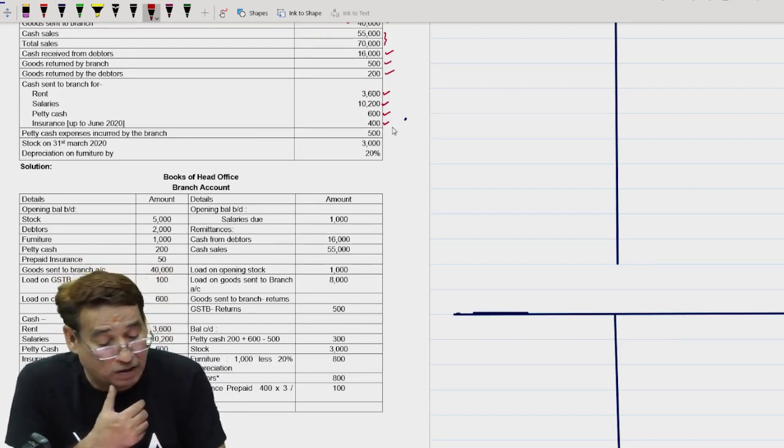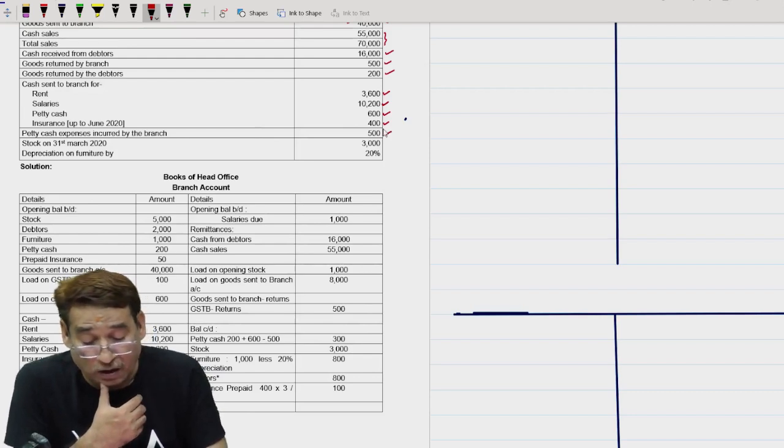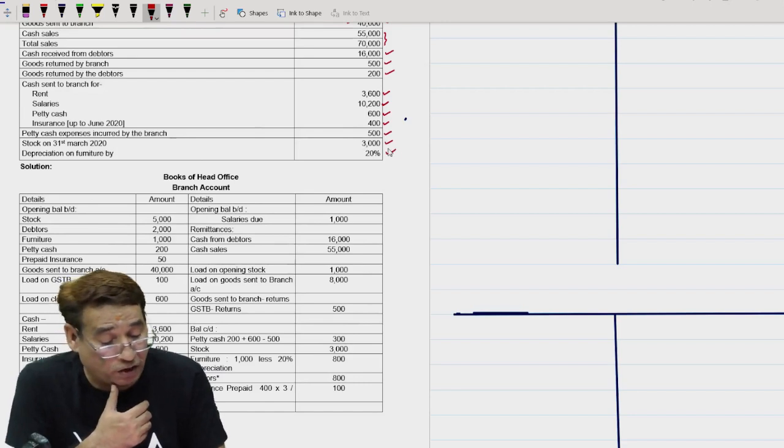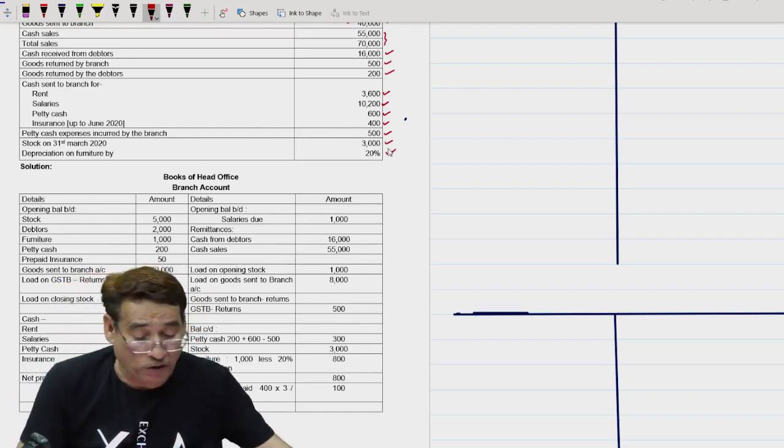Then petty expenses paid by branch is actually 500, stock is 3000, and depreciation on furniture is 20%. So this is the question.